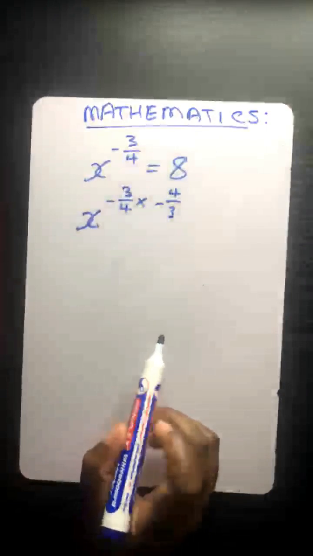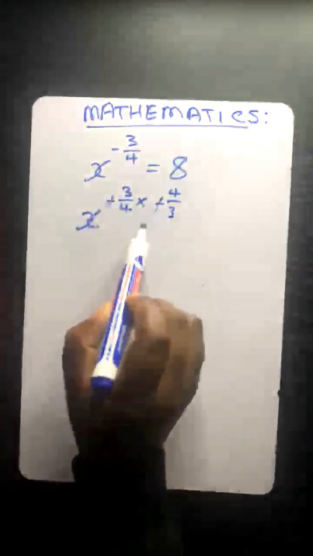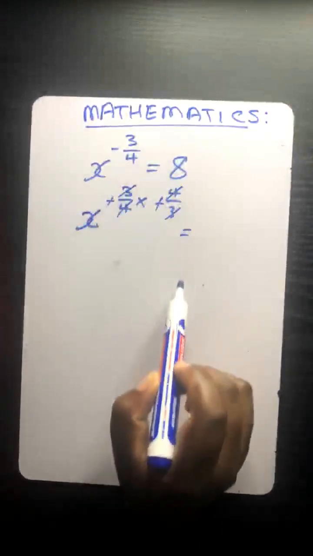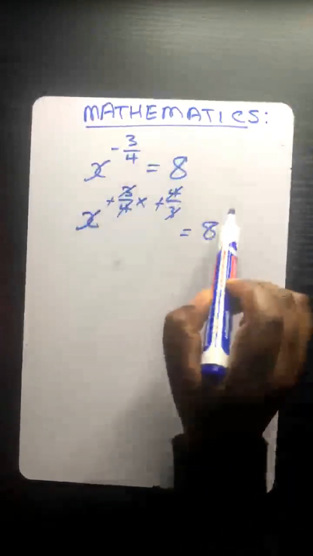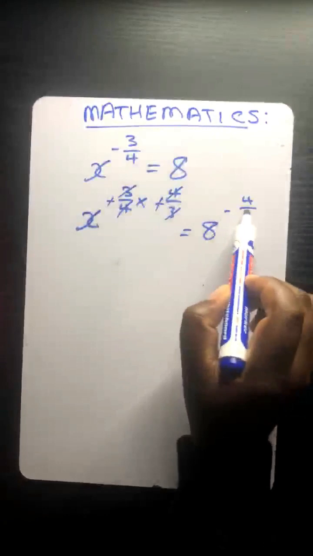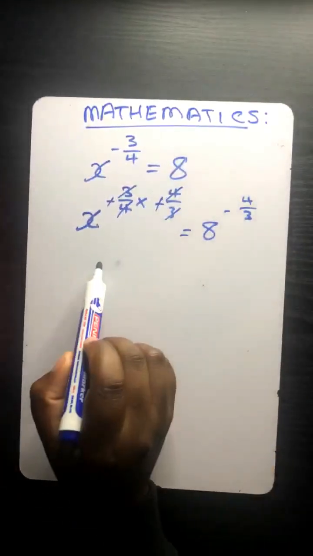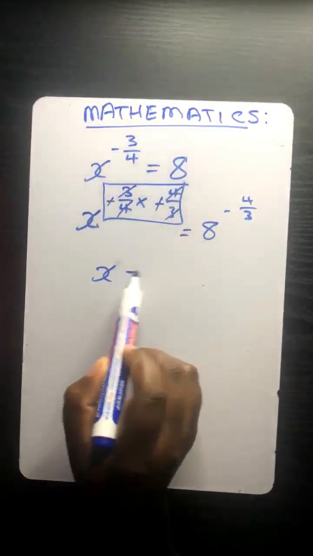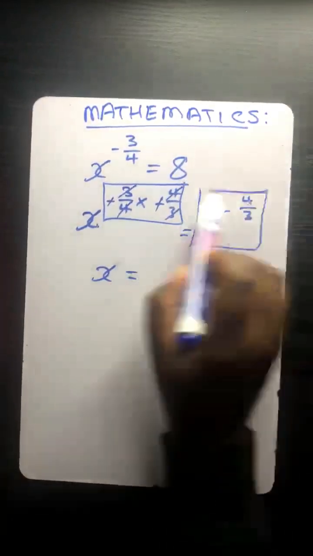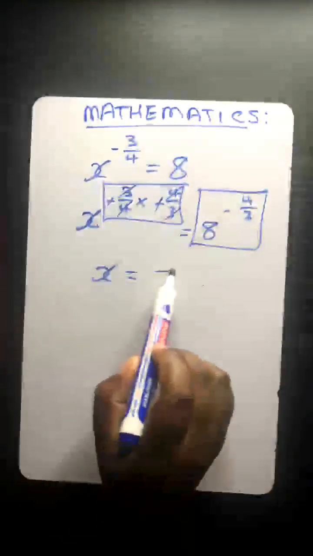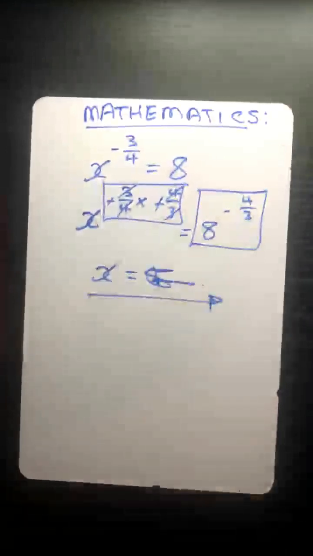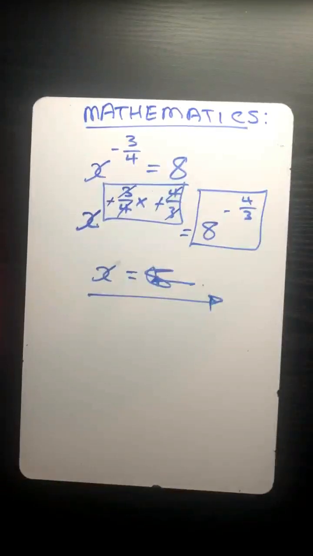Why would you do that? It's so that negative cancels with negative, and the divide cancels with the divide. But remember, whatever you do on the left, you also do on the right, exactly the same thing on this side. So you have removed that power, and you just have your x, which equals, punch that on a calculator, and then you get your answer. That's how you score yourself maximum marks for that question.